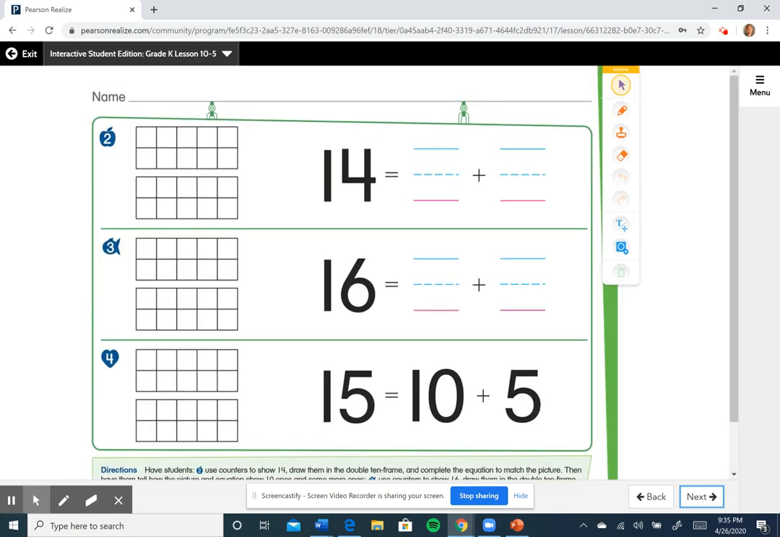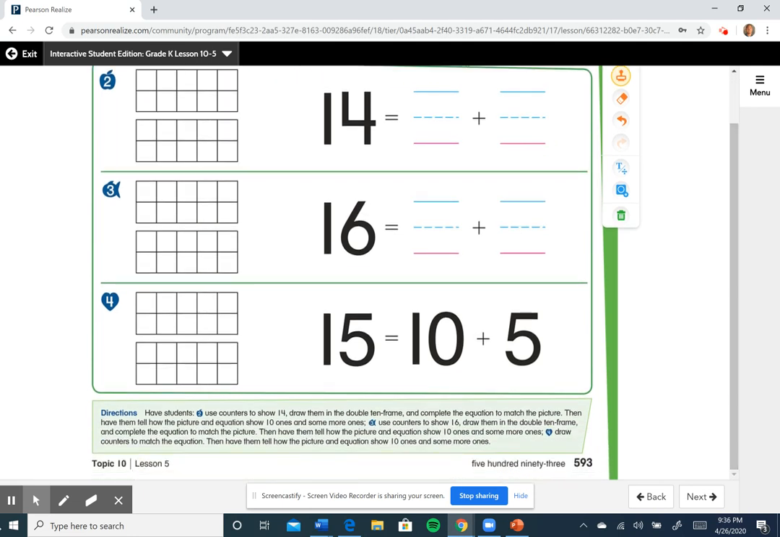Alright, you can go to your next page, the independent practice. And we'll do this one together today. So right away we have 14. And the problem reads, Use counters to show 14. Draw them in the double 10 frame and complete the equation to match the picture. Then have them tell how the picture and equation show 10 and some more ones.